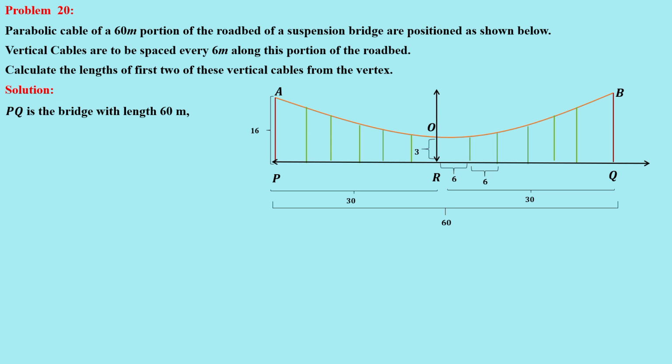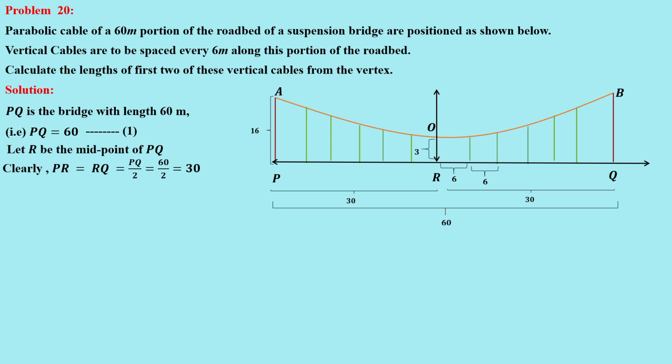Given PQ is the bridge with length 60 meters. PQ is the roadbed, that is the bridge. PQ is equal to 60, that is equation number 1. Let R be the midpoint of PQ. So PR equals RQ equals 30, right? So that is equation number 2.